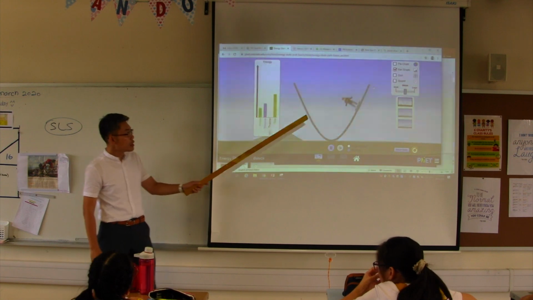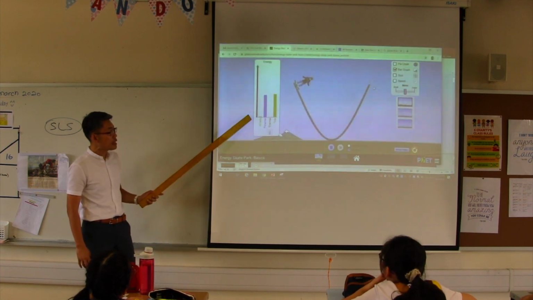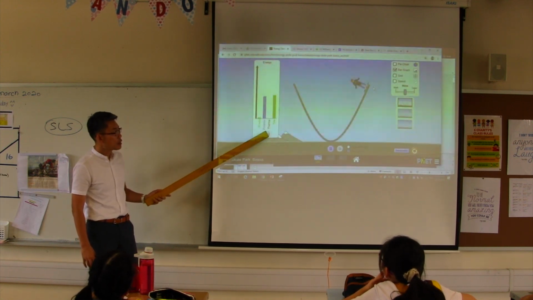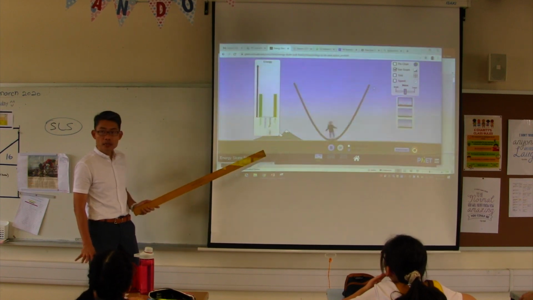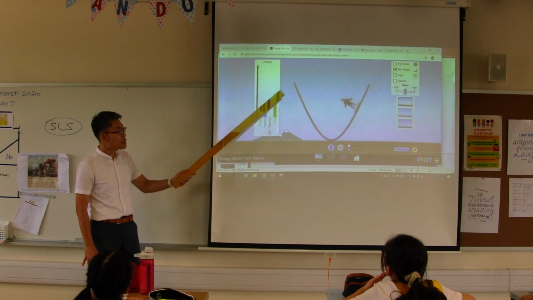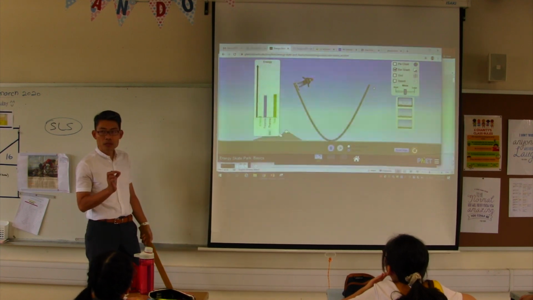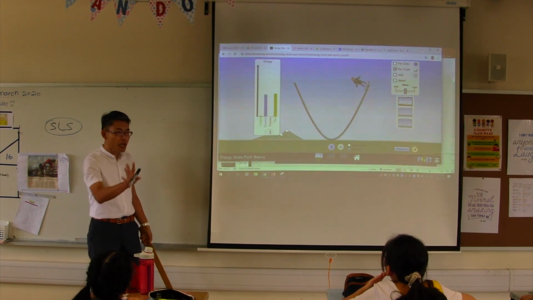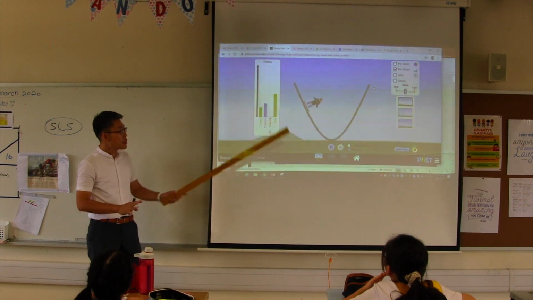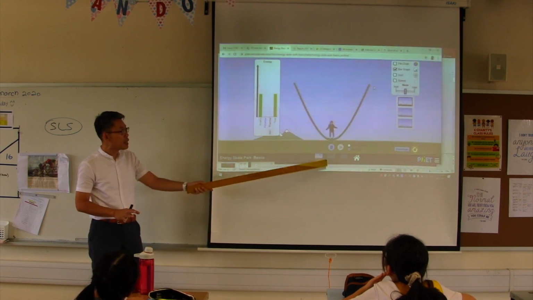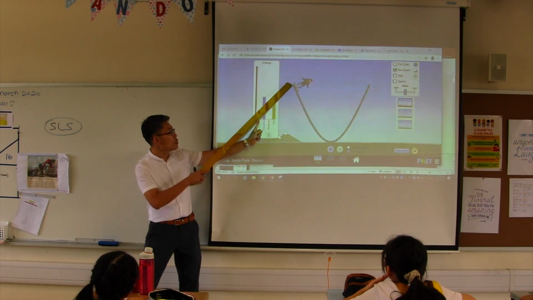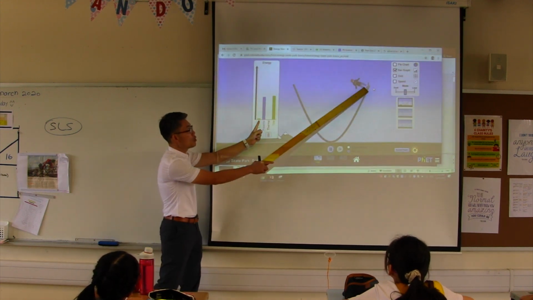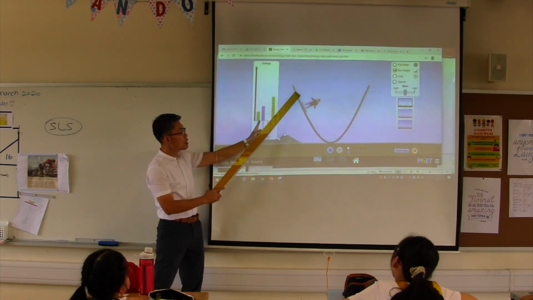Now, looking at the highest point, which energy is the highest? Potential. And at the highest point, which one goes to zero? Thermal? No, thermal is zero throughout. Kinetic. Because it will slow down, then it stops, then comes down again. Slow down, stop. Now kinetic goes to zero.